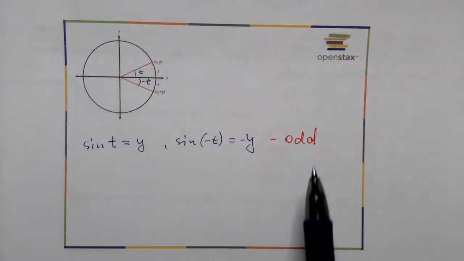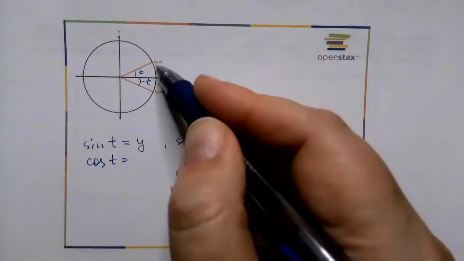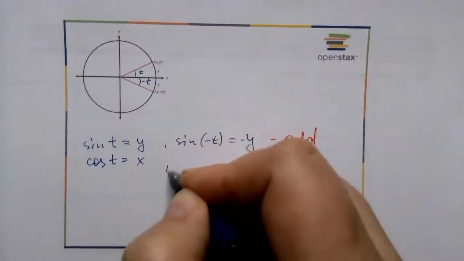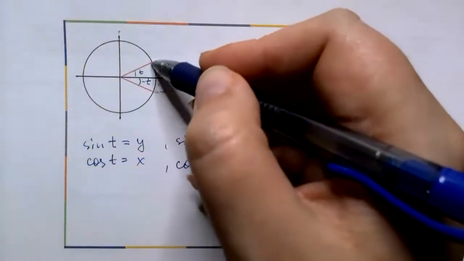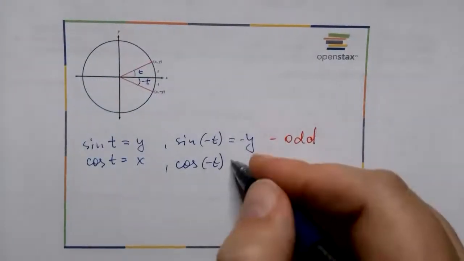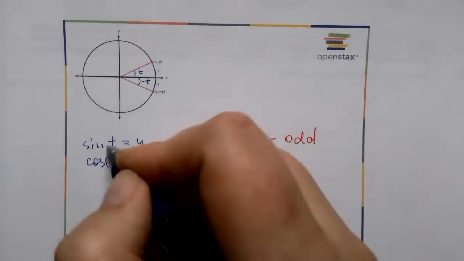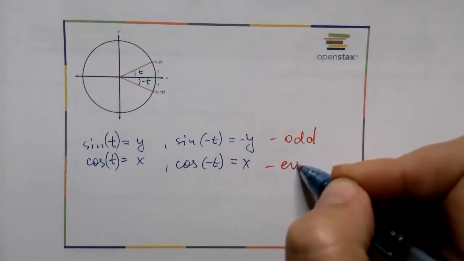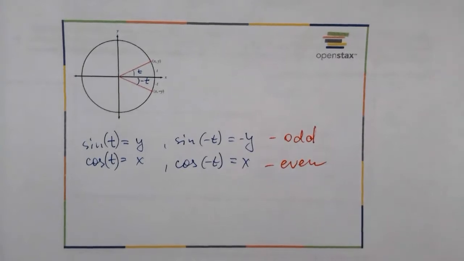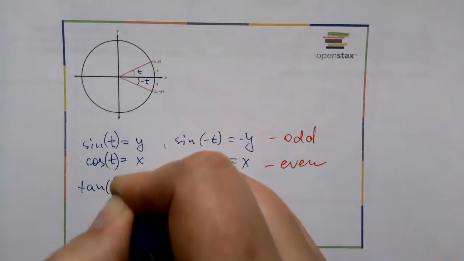So sine is odd. What about the cosine? Cosine t is your x value, and cosine of a negative t is also going to be the positive x value, right? So opposite inputs, same output. So that's a property of an even function.